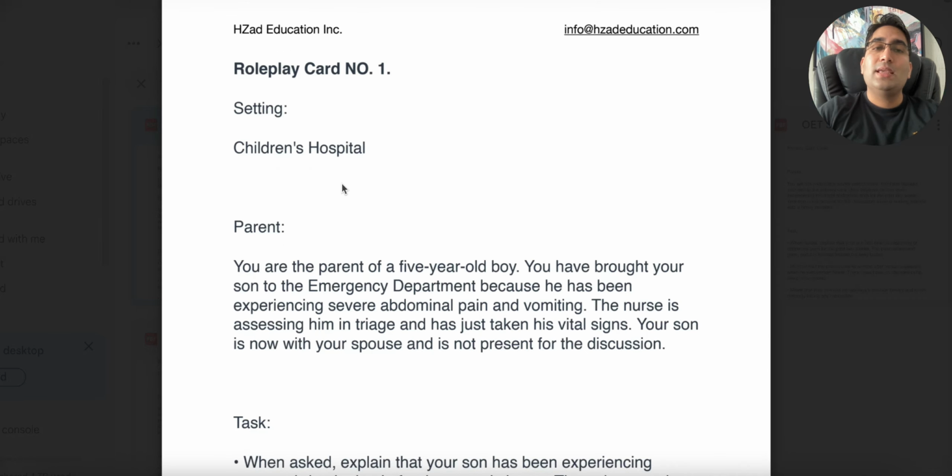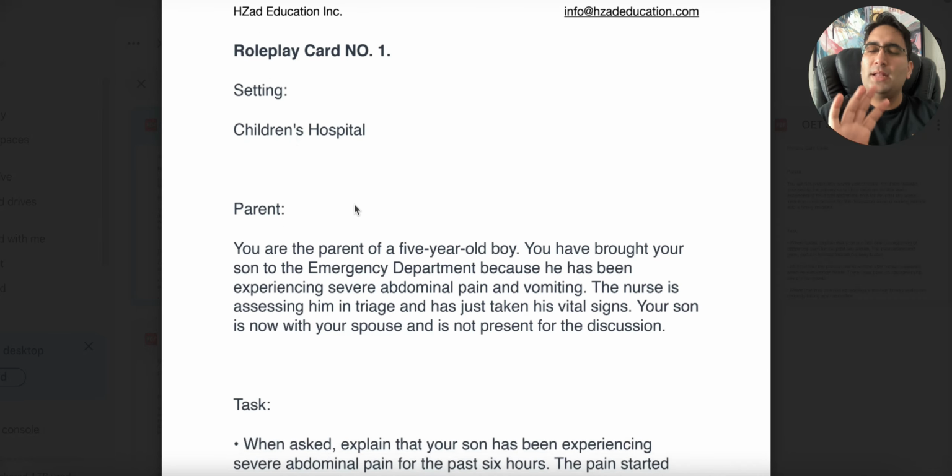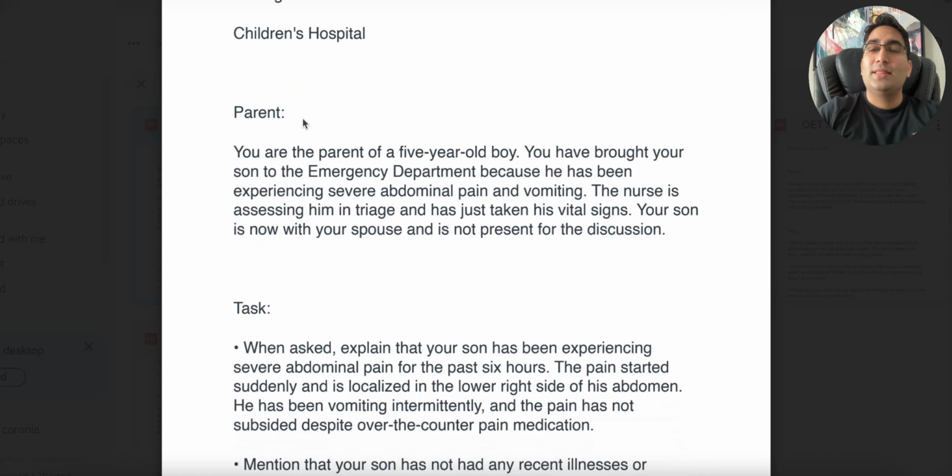Now, when you see their card, you should spend some time looking at what they will say. Now, in their card, we can see it's the Children's Hospital, and they are the parent. So you're the parent of a 5-year-old boy. You brought your son to the emergency department because he has been experiencing severe abdominal pain and vomiting. The nurse is assessing him in triage and has taken his vital signs.